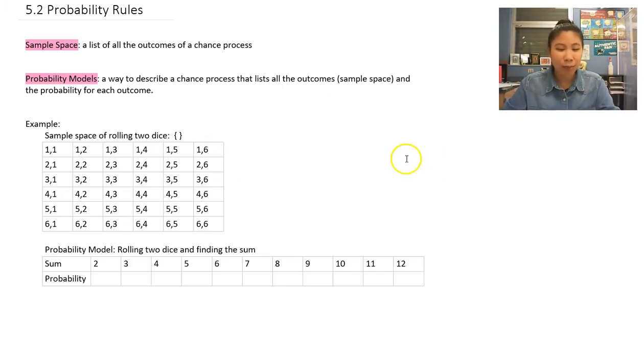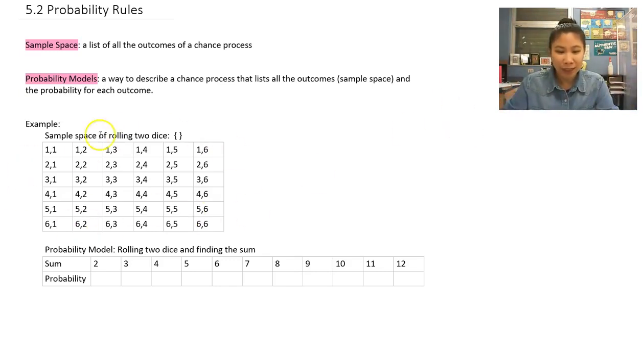So if I were to do an example of a probability model dealing with rolling 2 dice and then finding its sum, then my sample space, because I'm summing all the different combinations of numbers I can get when I roll 2 dice, the smallest number would be 2, because if I roll a 1 and a 1, the sum would be 2. The biggest sum I could get is a 12, because the biggest numbers I could roll is a 6 and then another 6. And then everything in between.